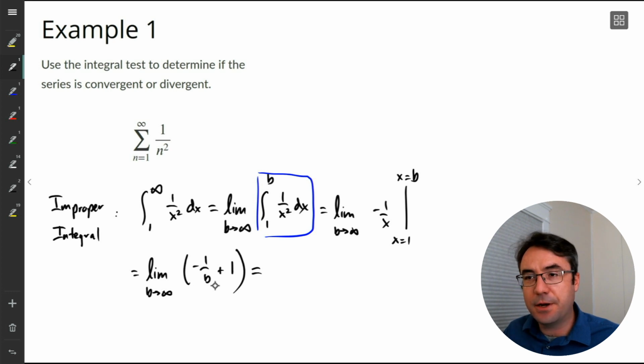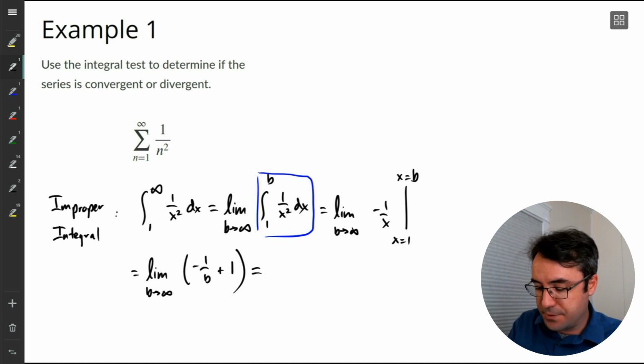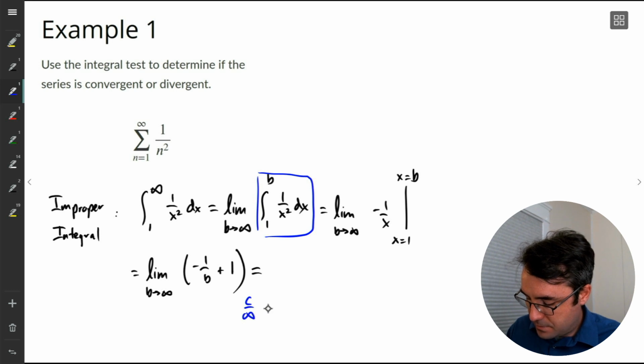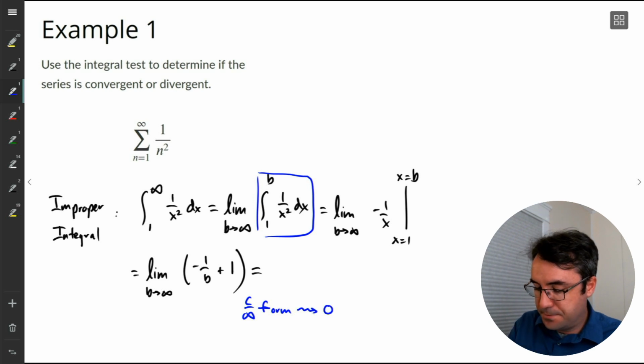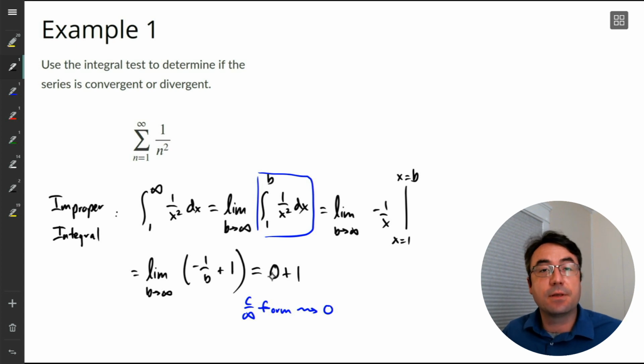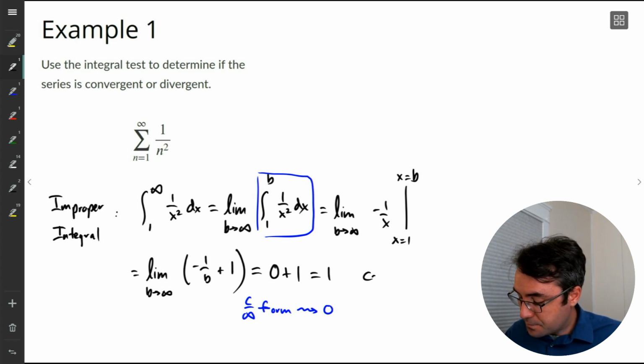All right, so we have our value here. Now we actually calculate the limit as b goes to infinity, and the fraction here is one of our c over infinity forms. So it goes to 0. So we end up with 0 plus 1, and that's actually us calculating the limit. So we've recognized that this is a c over infinity form, so that fraction goes to 0, and we're left with just that plus 1. So we get 1 as our improper integral. And so our improper integral is convergent.